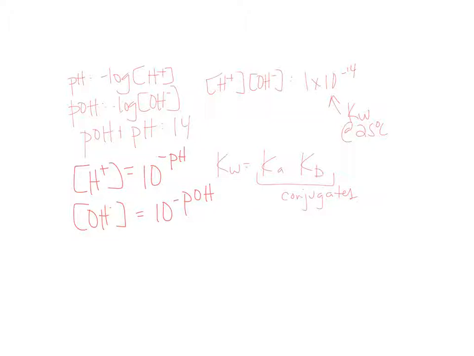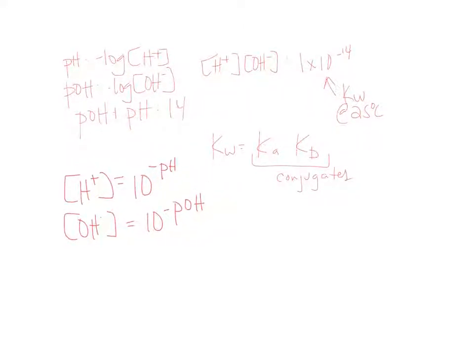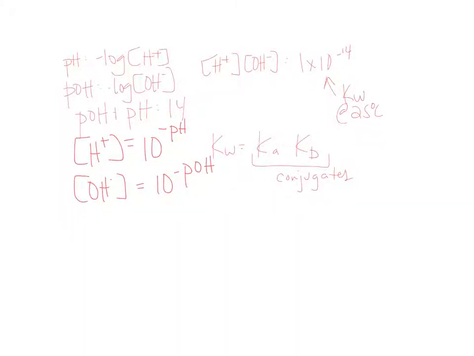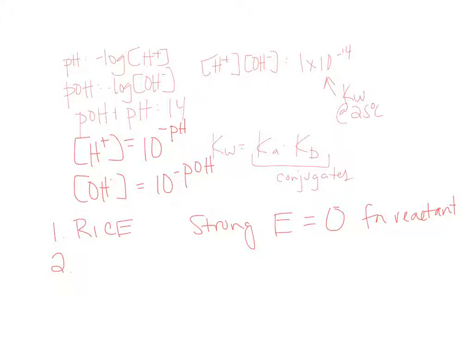And now I want to talk about what are the steps for solving acid-base problems. Okay, so the first step is always a RICE table, no matter what type of problem you're dealing with. If it is strong, then remember your E is going to equal 0 for the reactant. Okay. The next step after the RICE table would be to use the K expression to find X.